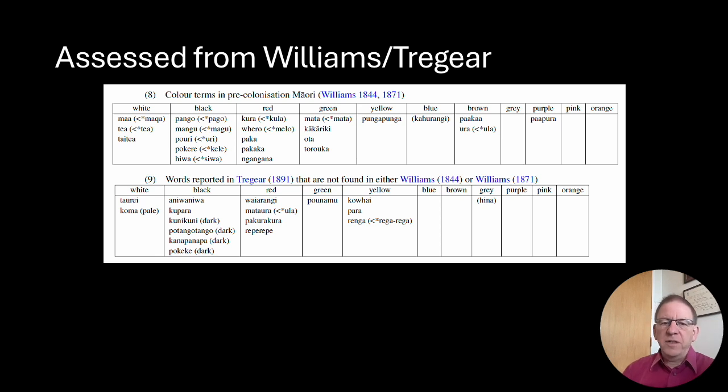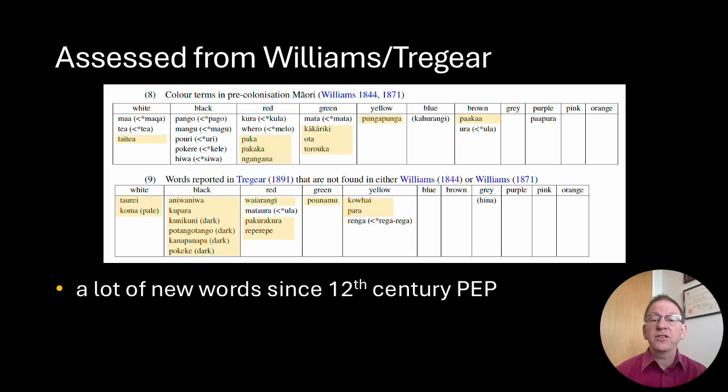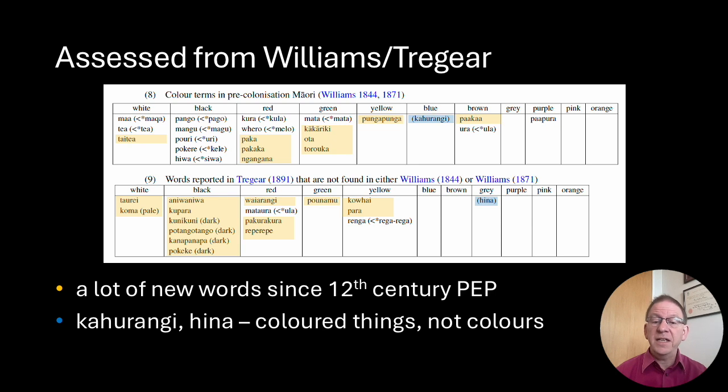Looking at the first dictionaries, Williams' first dictionary was prepared before significant influence of English on Maori, while Tregar's dictionary was compiled later but explicitly aimed to avoid loanwords. There are a lot of linguistic innovations that have appeared over 700 years. All these words in yellow are new. There are 2 words, kahurangi for blue and hina for grey, that refer to particular coloured things, the blue sky and grey hair, but they do not appear to refer to the colour more generally. And there is one loan word that snuck into the dictionary, papura for purple.